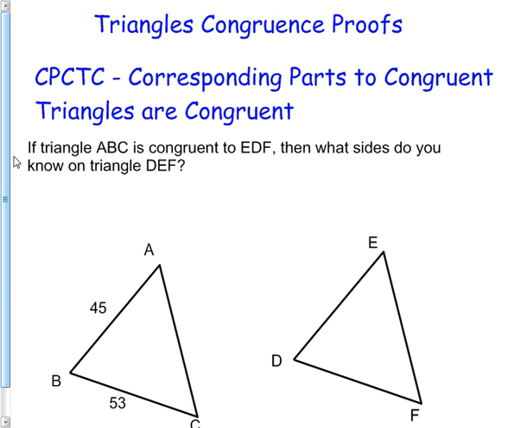So, a few things first. We've got this thing, CPCTC. This stands for corresponding parts of congruent triangles are congruent. So if we have congruent triangles, the corresponding parts, or the parts that match up, have to be congruent. And if you think about it, if 2 things are the same, then the parts that match up also have to be the same. So that's all this is saying.